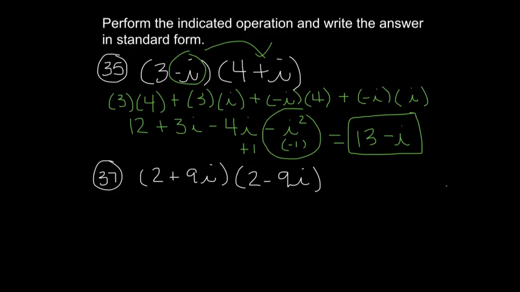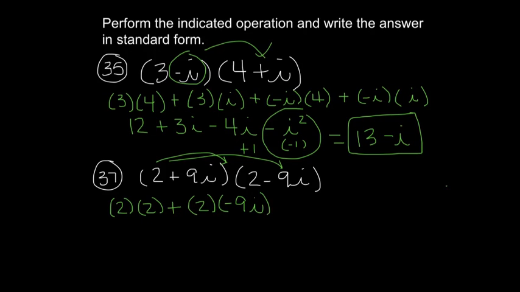This next one, 37, these numbers are actually called conjugates, and they're going to be important whenever we go to divide. Conjugates have the same real numbers, the same imaginary numbers, but then the signs that separate them are opposites. One's positive and one's negative. When I go through the multiplication process, I'll distribute the 2, so I get 2 times 2, plus 2 times negative 9i. Don't forget about your sign. So that's distributing the 2.